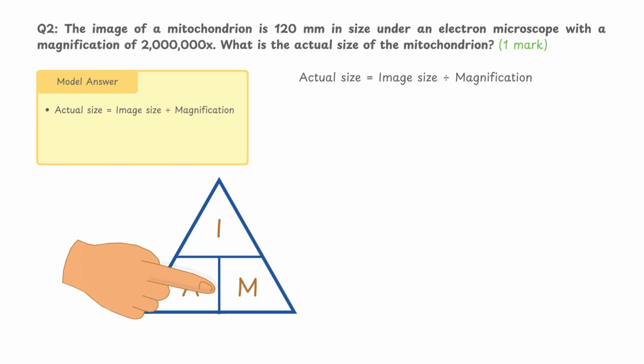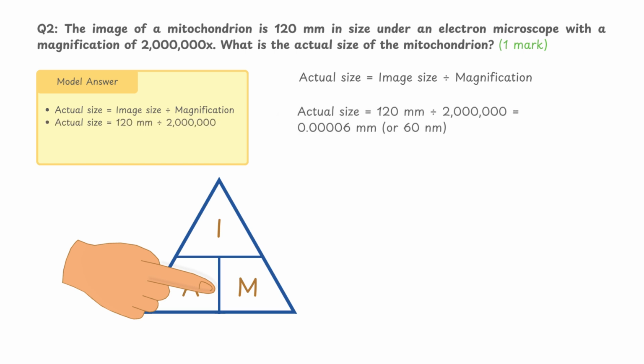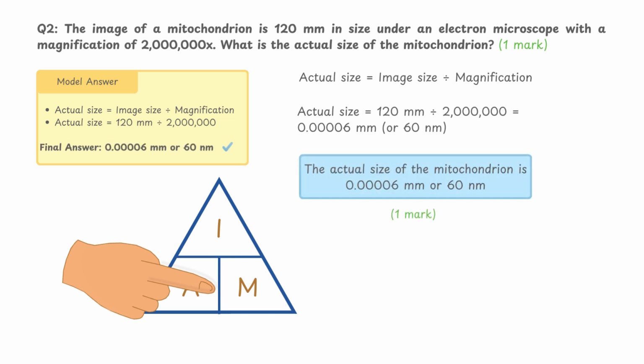Now let's substitute the given values into the formula. Actual size equals 120 millimeters divided by 2 million. So the actual size of the mitochondrion is 0.00006 millimeters or 60 nanometers.